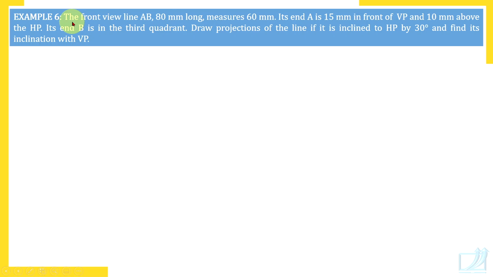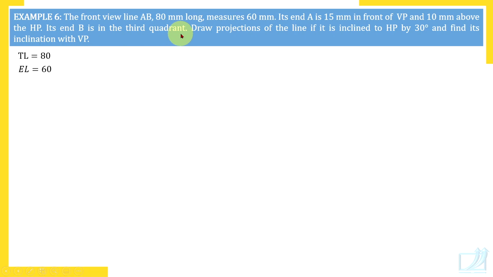Okay, read the problem. The front view of line AB 80 millimeter long measures 60 millimeter. Read statement carefully. The front view of line AB 80 millimeters long measures 60 millimeter. So line AB is 80 millimeter long and its front view measures 60 millimeter. So true length is 80. EL is 60 millimeters. Its end A is 15 millimeter in front of VP and 10 millimeters above HP. So that is the reference point.